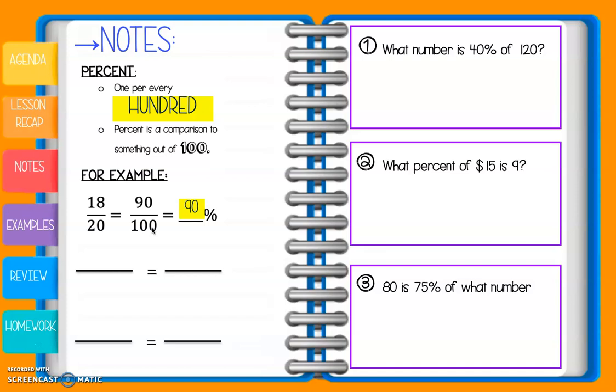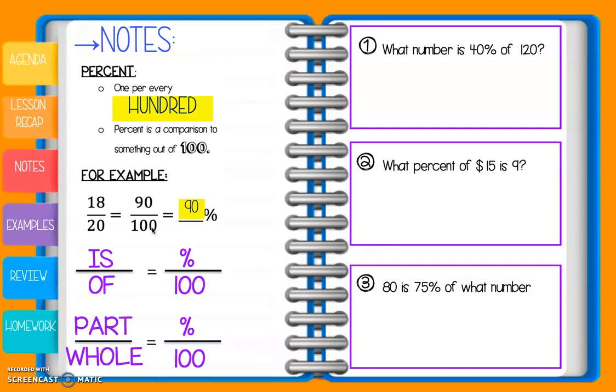Now, we're going to use two different types of percent proportion to solve problems. The first one we can use is is over of equals percent over 100. The second one is part over whole equals percent over 100. So these are the proportions that we're going to use, and every time we use these, we're going to write them down. We're going to use is over of for problems that are numerical. So it's a problem that reads, what is 8% of 74? We see those words is and of, so we're going to use this percent proportion.